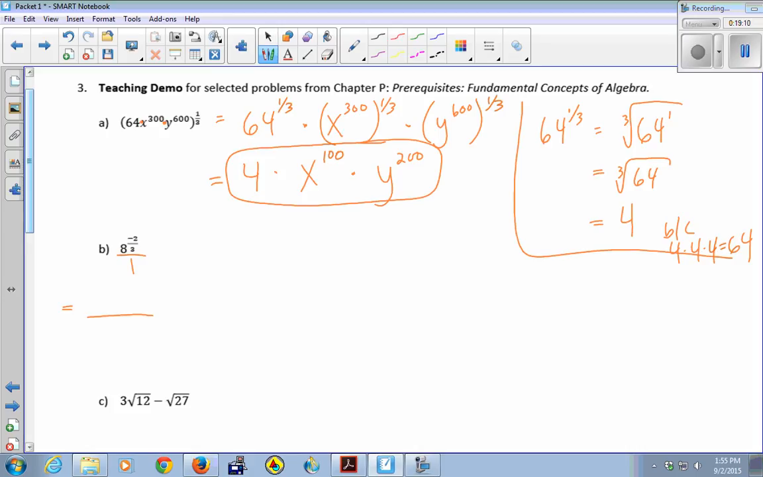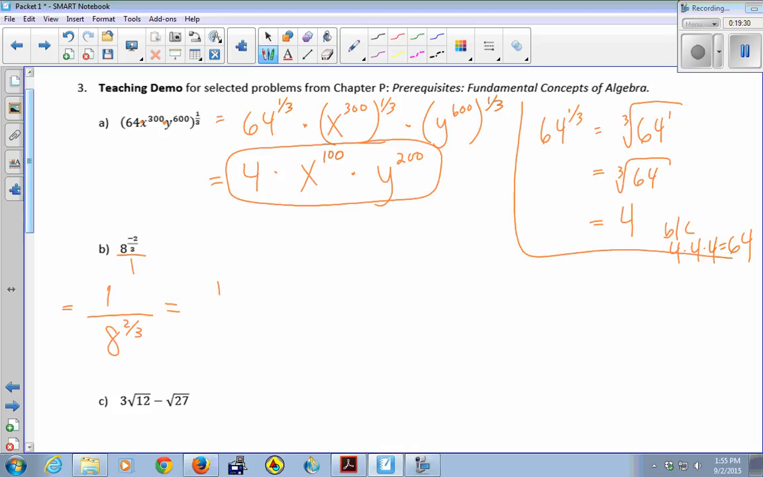So the whole baby is gonna get moved down, and it's gonna be happy now. You put it down for a nap, not crying anymore. So what's left in the numerator when I moved the baby down? A 1. Good. So this is 1 over 8 to the positive 2/3.